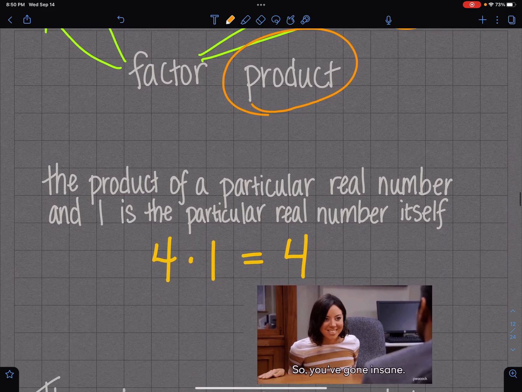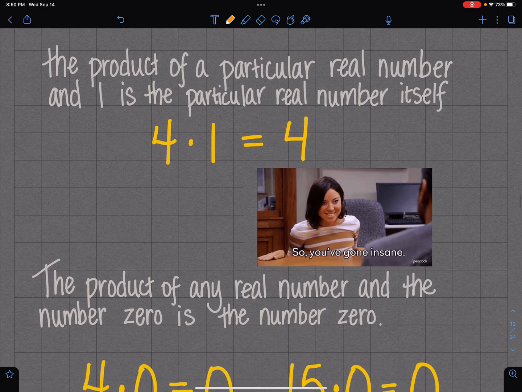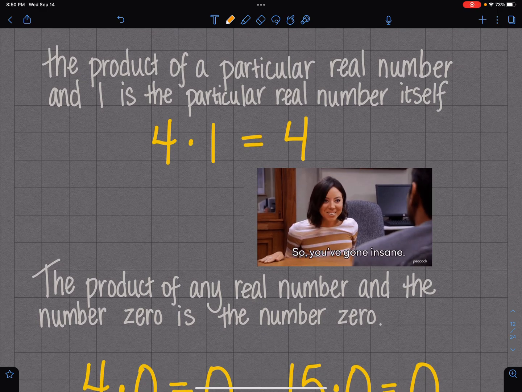All right, if you multiply something by 1, you get the number that you started with.